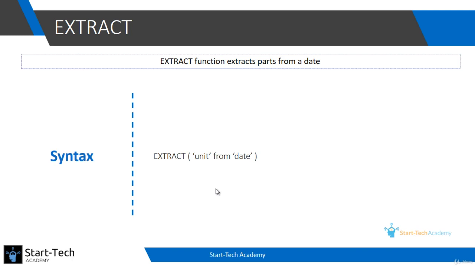So the extract function will help us extract parts from a date or a time. If you have a timestamp, extract can help you get any part of that timestamp out. So this is the syntax. You write extract, then you specify a unit which you want from the date. You have to use this keyword from when you are using extract.